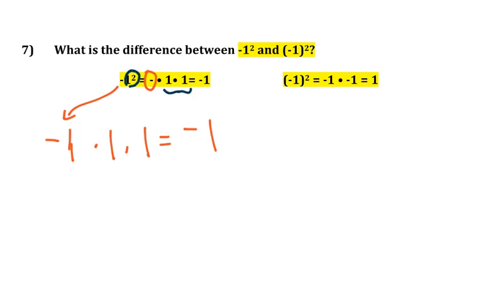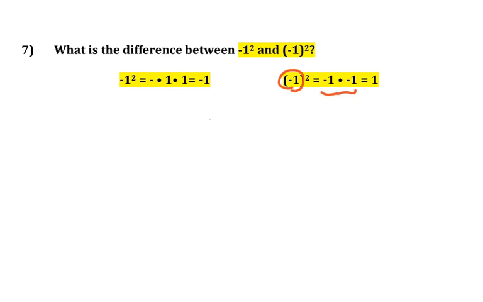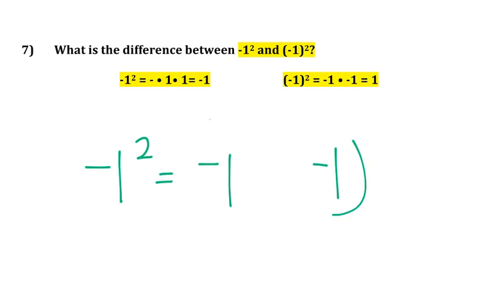Now, if I have parentheses, then that means everything in the parentheses is squared. So that's negative 1 times negative 1, and that comes out to be positive 1. So there is a difference with parentheses or no parentheses, and you're going to have a lot of opportunities to get the right answer or maybe get the wrong answer there. So negative 1 squared with no parentheses, negative 1 squared with parentheses.